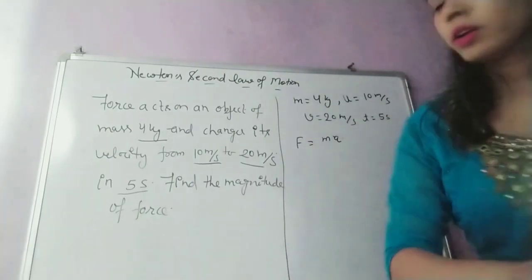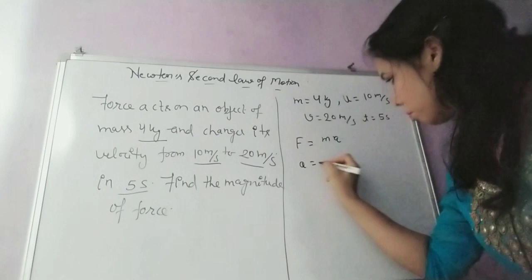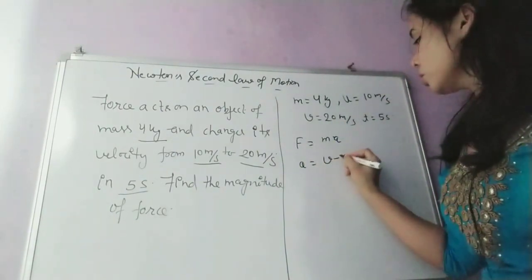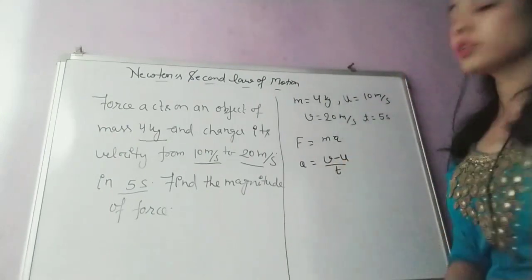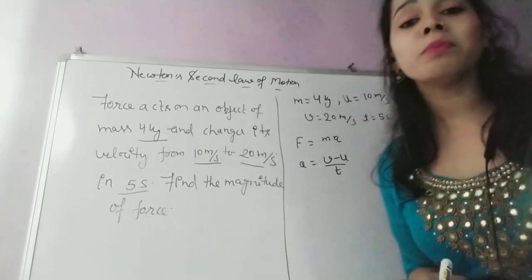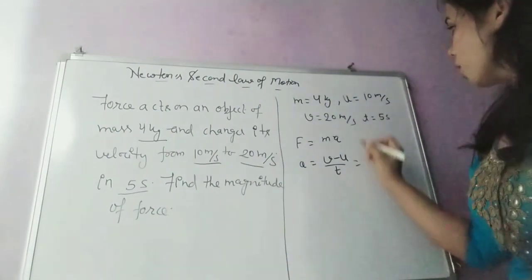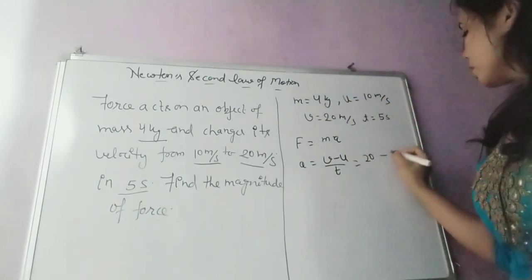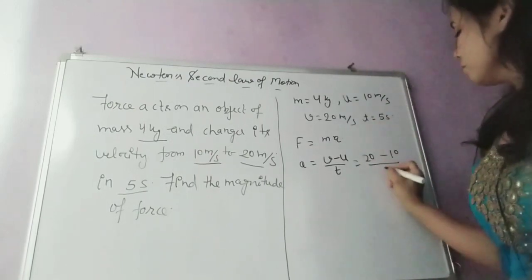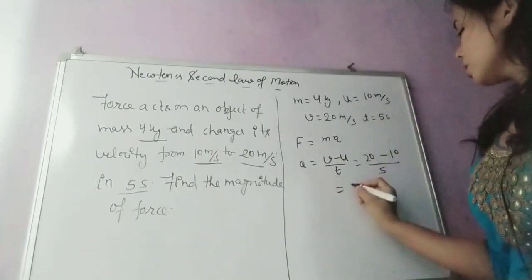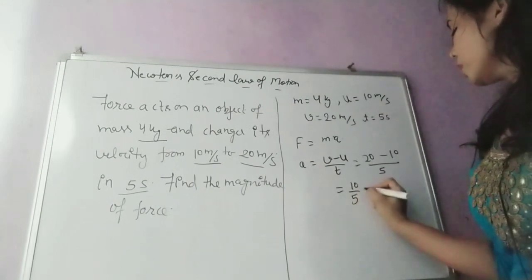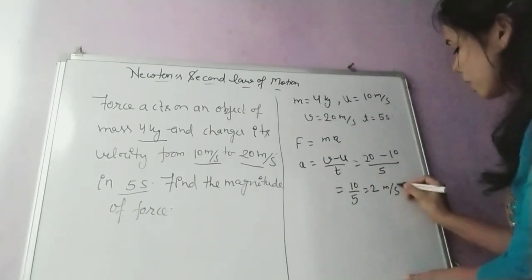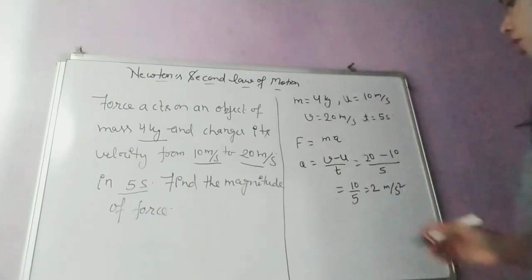Okay, so acceleration equals, by the first equation of motion from the first chapter, v minus u upon t. Acceleration equals what? V minus u by t. So v is how much? V is 20 minus u is 10 divided by time is 5. So what you got? 10 upon 5, that is 2. So acceleration is 2 meter per second square. Okay, so acceleration you found.